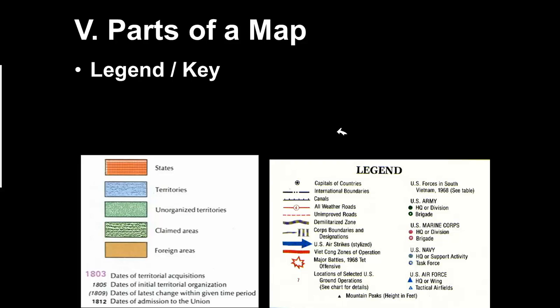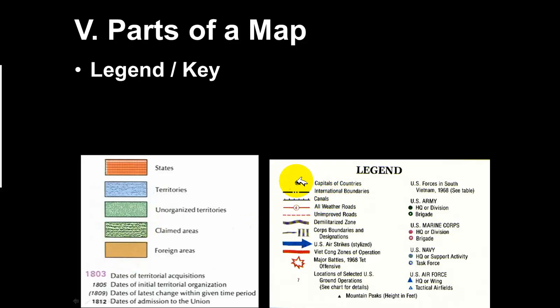Parts of a map. Going to the legend and key. This is an example of a legend or a key. What it does is identify and explain the different types of symbols that are used on a map. So for example, let's follow the cursor. In this particular map, we know that this red block represents states. The blue represents territories. This represents unorganized territories. All right, unclaimed areas, foreign areas, and then we will move to the next one.